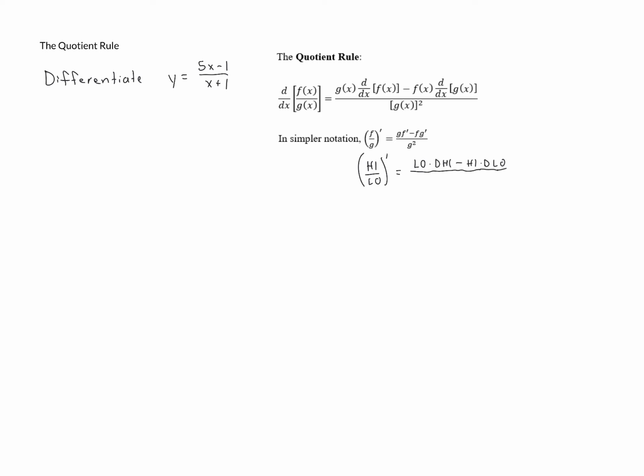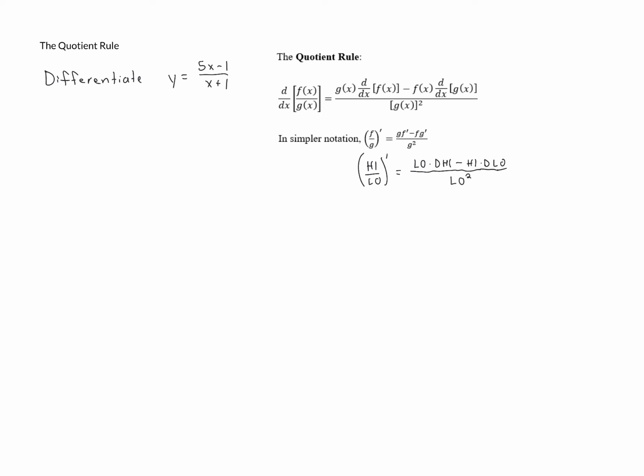And this might seem like it's not at all helpful until you say it all out. Low d high minus high d low. Low d high d low, with a minus in between. All over low squared. This is not something that I ever learned when I was first learning calculus. This is something that I have seen some instructors and TAs use. It's just a slightly easier way to maybe remember them, because it is easy to get them confused.